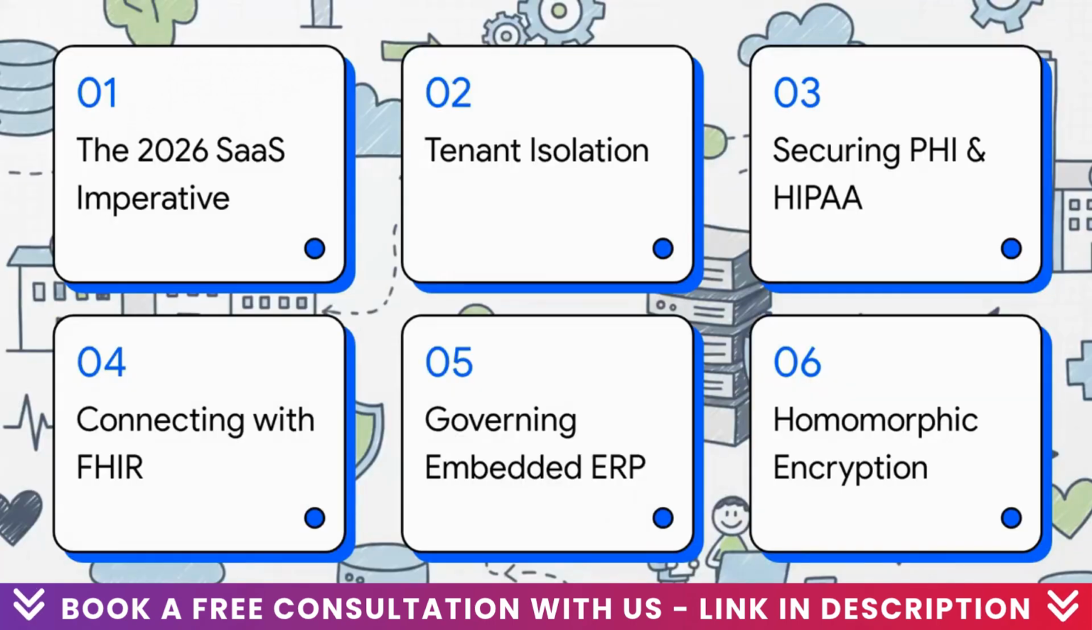So here's our blueprint for today. We're going to quickly cover the 2026 Healthcare SaaS Imperative, designing tenant isolation strategies, securing PHI and HIPAA, connecting ecosystems with FHIR, governing the embedded ERP, and finally, privacy through homomorphic encryption. Let's get right into it.